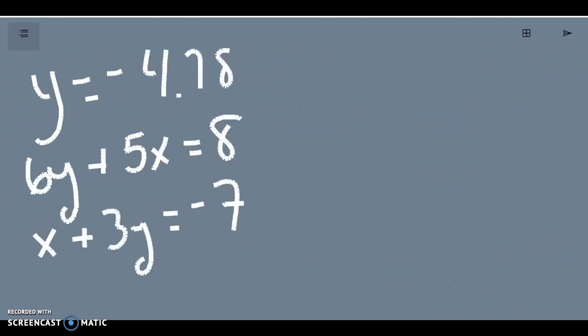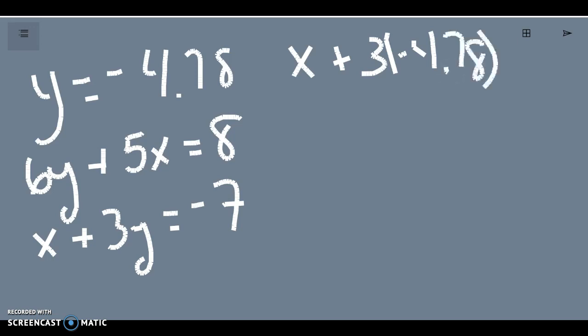Okay, so I ran out of space, so I rewrote it again. I have y equals negative 4.78, and I'm not done yet. I have to choose one of these equations and plug it in. I think the easiest one to plug in will be the second one again, so I don't have to do any extra multiplying or dividing by any other coefficients. So I have x plus 3y. Now remember, it doesn't matter which one you do, you should get the same answer every time, right?